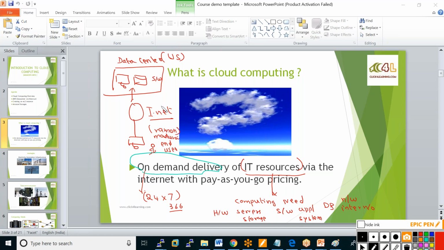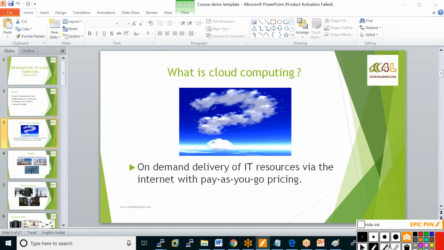How much do I need to pay? The pay-as-you-go pricing. To the extent that you are consuming, accordingly you need to pay. So this is the definition for cloud computing, where the resources are managed and maintained by third-party vendors.